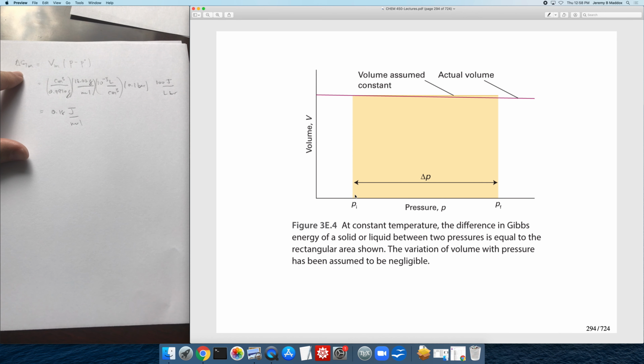Now, if you're talking about extreme pressure changes, that's not going to work, right? If you're talking about going from one atmosphere to the pressure at the surface of Jupiter, that's not going to work. There you're going to have to take into account the fact that the volume of your substance does change with the applied pressure.